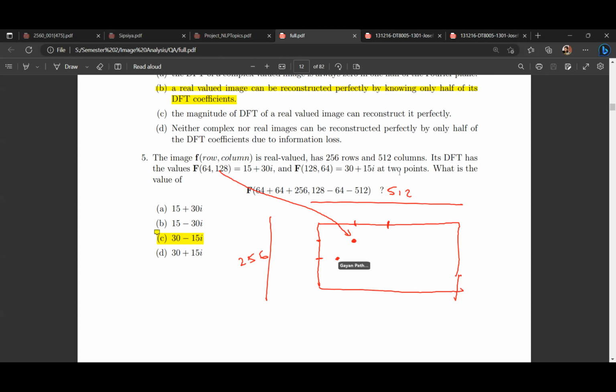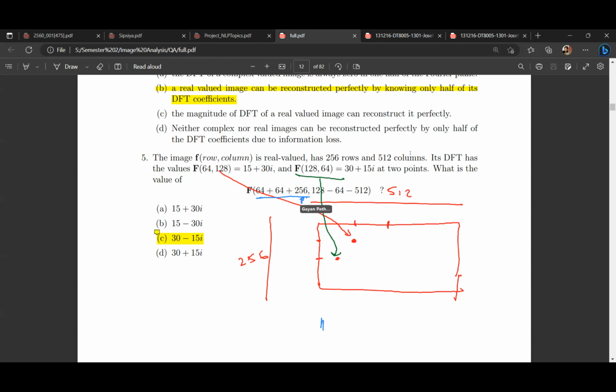So I will use a different color for that. 64. Okay. Then he's asking the position value of this. Okay. Now I'll use my blue pen here. So this is the row, so we'll go in the row direction first. I'll start from here.